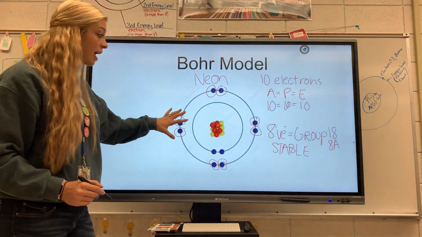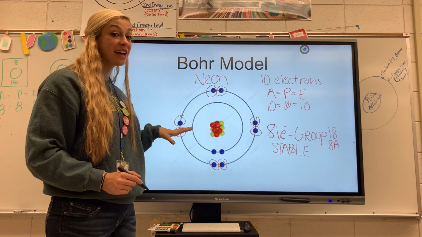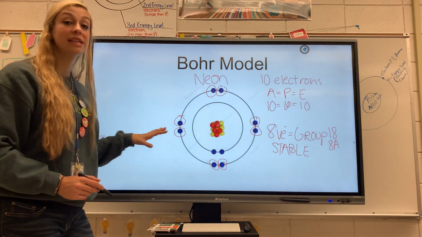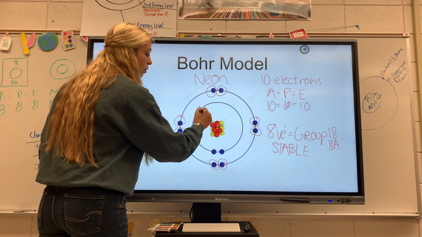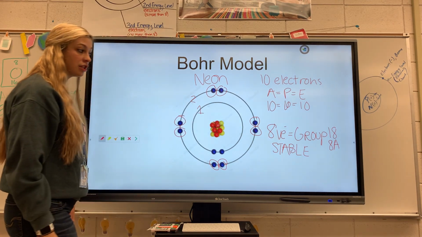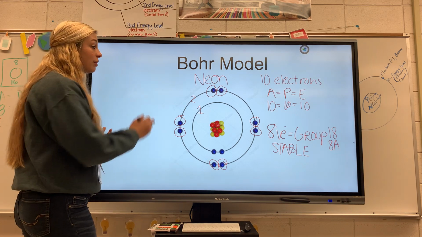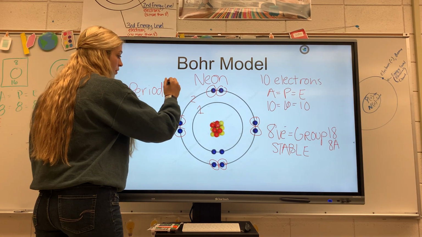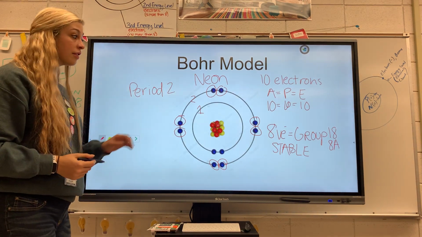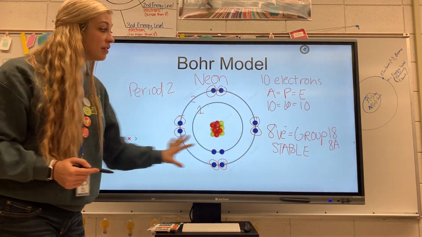So just by looking at this Bohr model and counting the valence electrons, I know this element doesn't react. I also know that there are 1, 2 energy levels. So I know it's in period 2. This Bohr model tells me all of these things.